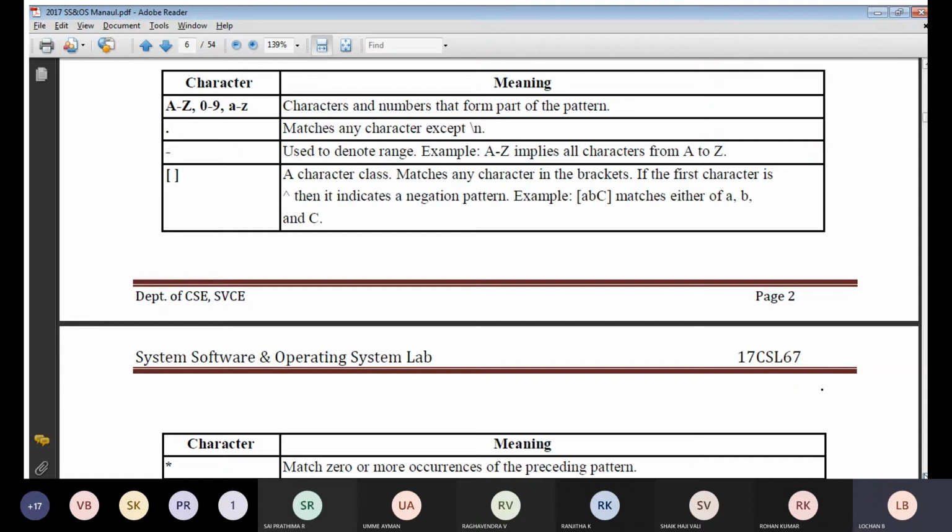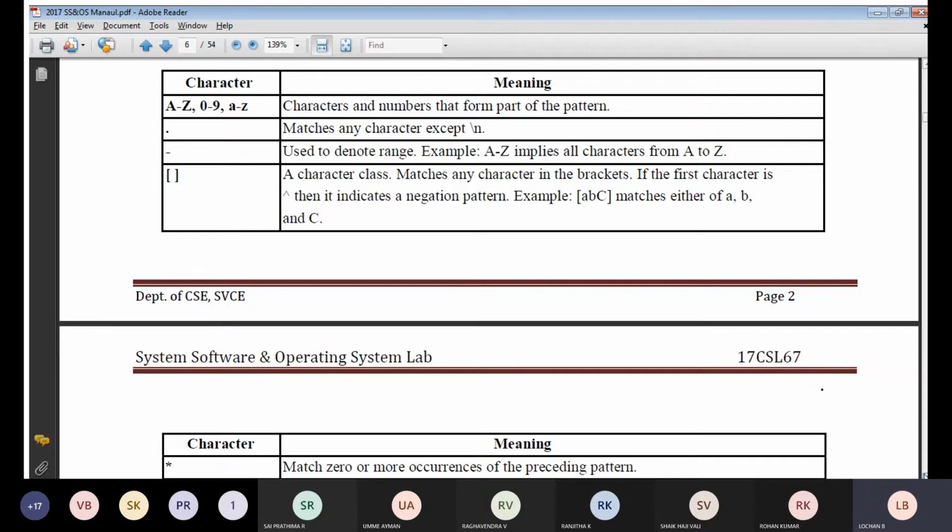Next is hyphen. Hyphen is nothing but a range. For example, if I give capital A to Z, you can take any character. You can take P, you can take Q, or you can take R, whatever character you may take. Similarly, for a range from 0 to 9, you can take any number from 0 to 9. That is what the hyphen indicates.